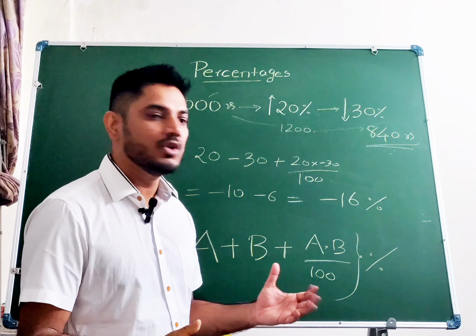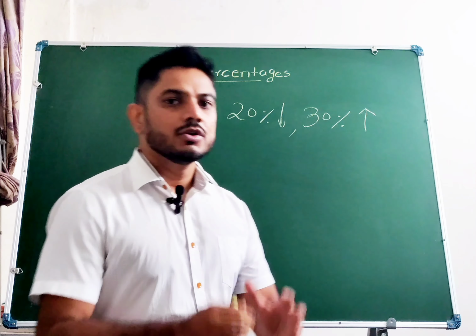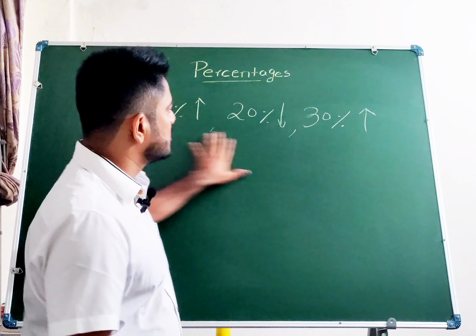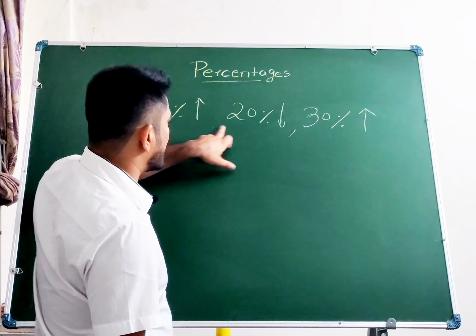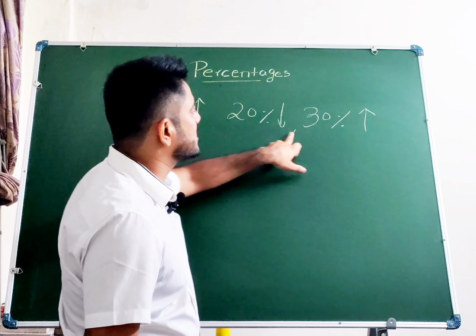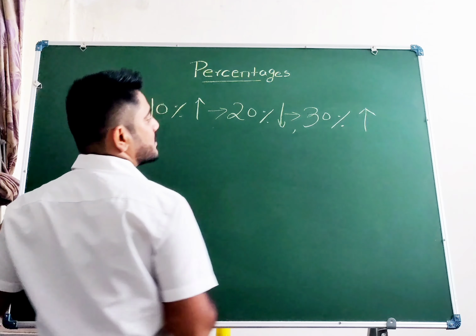Let us check how to use it when there are multiple successive changes. So I have a case wherein I have to increase an amount by 10%, then again successively decrease it by 20%, then again successively increase it by 30%.